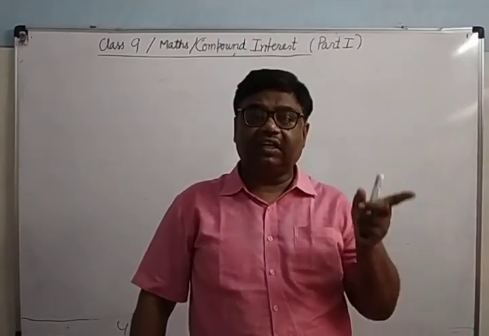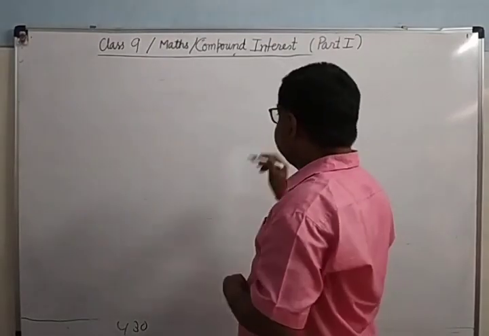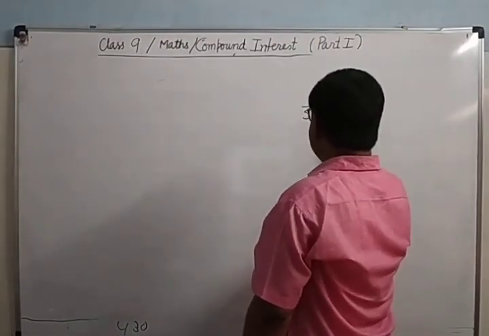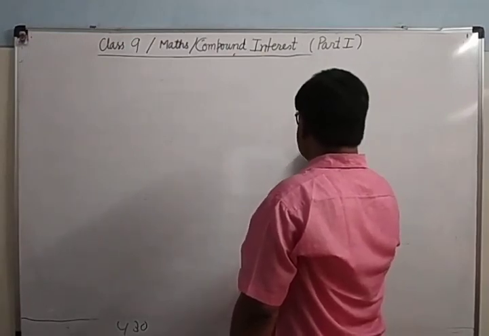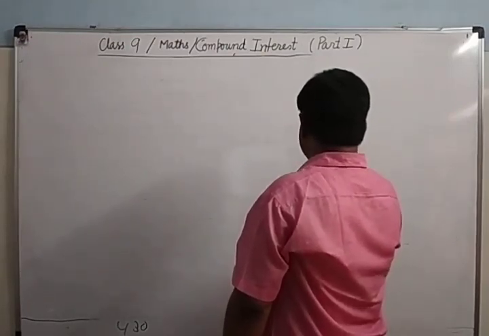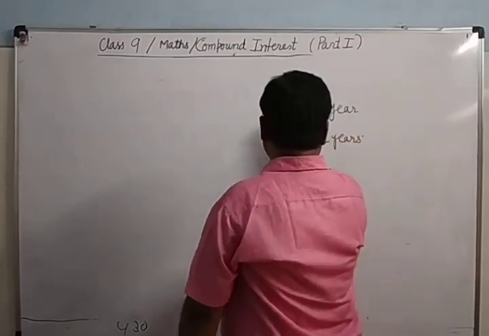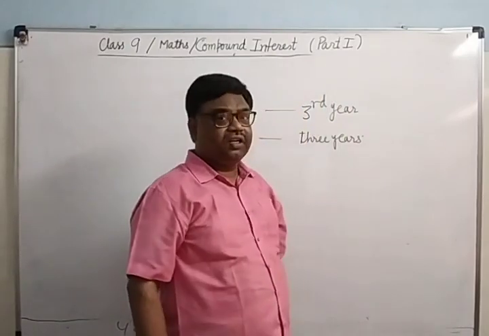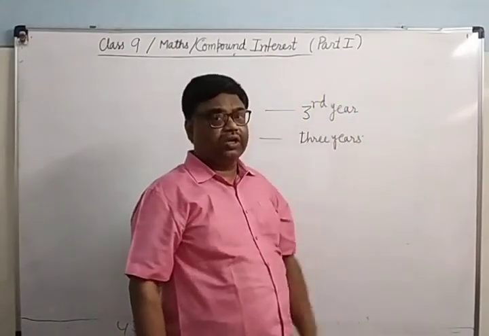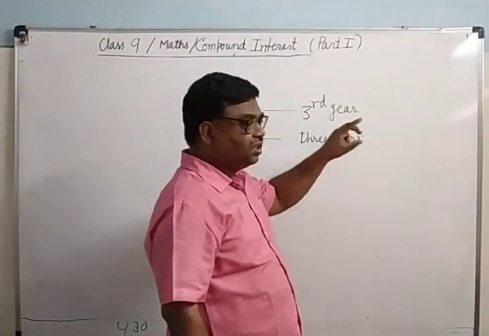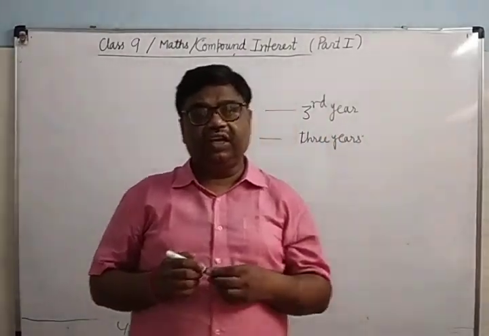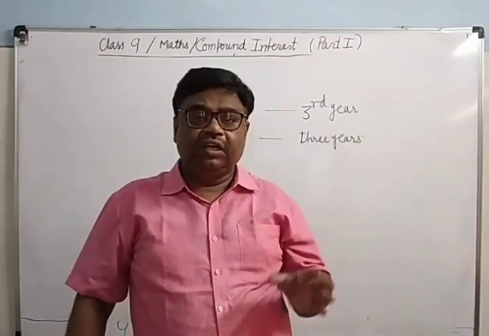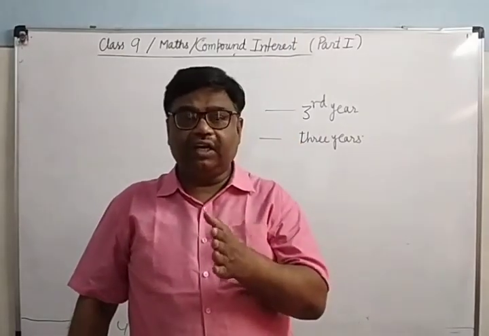But if it is said 3 years, there is a difference. You know this. Third year and 3 years. There is a lot of difference between these two words. Third year means we are talking only for the third year, only for that particular year. But 3 years means the total time is 3 years. Is it clear? So in compound interest, interest will be calculated year by year.